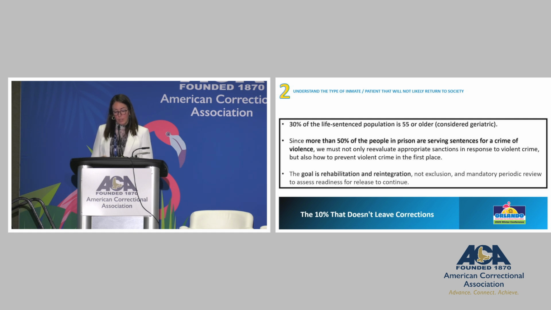And more than 50% in prison are actually serving sentences for violence. So they're also sometimes risky populations to be around. But if the end goal is truly rehabilitation and reintegration, this invisible population has become even more visible when we think of the focus on reentry, which is incredibly important. But let's not forget those that are going to stay within these aging facilities and the staff that take care of them.